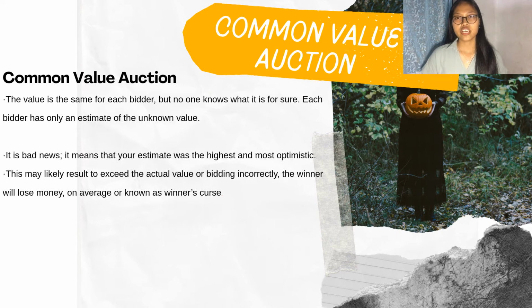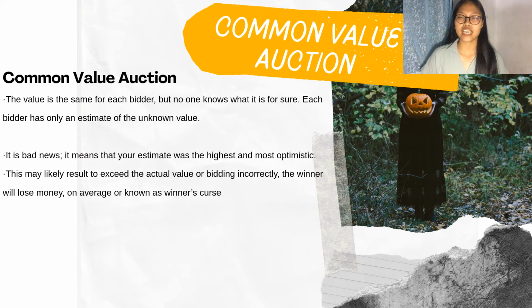So, example dito is an auction for an unexplored oil field. The amount of oil in the field determines the value of the field and it is the same for all bidders. It's just that dahil unexplored pa siya, so hindi natin alam ang exact worth ng oil field na yon, that is why we consider it as a common value. So common value is considered as bad news, meaning that your estimate has the highest and most optimistic. That is why it may result in exceeding the actual value or bidding incorrectly. The winner will lose money on average, known as winner's curse.